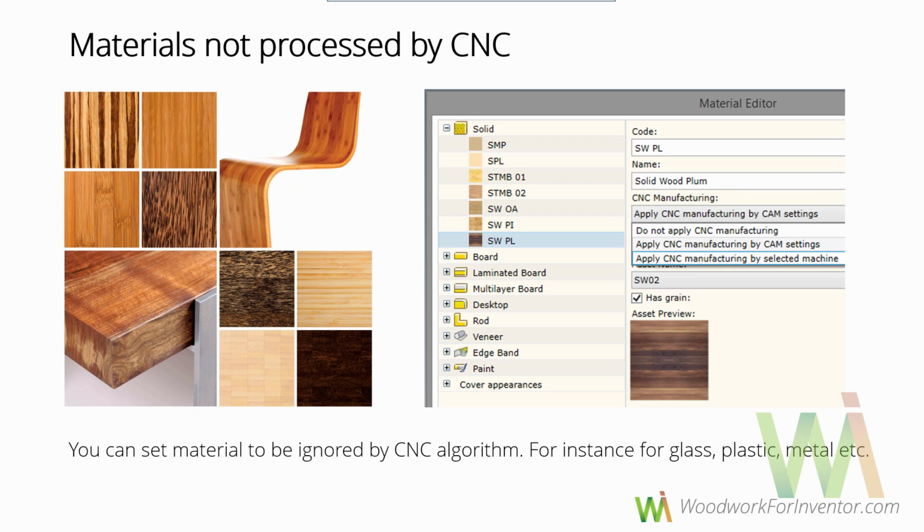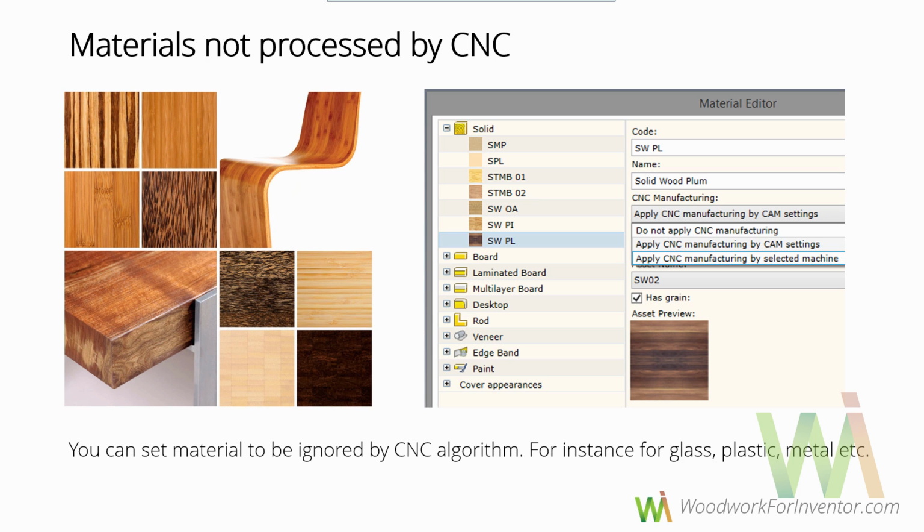Now let's move to the next question, about the materials. We found that some materials should not be processed by the CNC algorithm. For instance, glass panels or plastic panels, some curved metal sheets and so on shouldn't be analyzed in terms of regular wooden CNC processing. For them there are other CNC machines for glass cutting, for plastic bending, etc. So we don't deal with them.